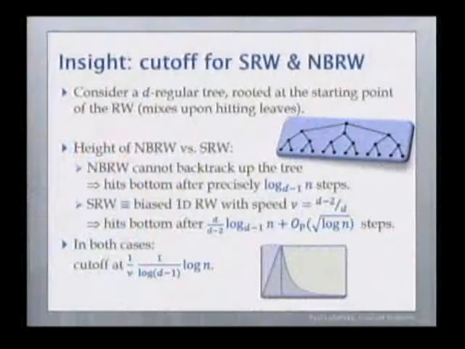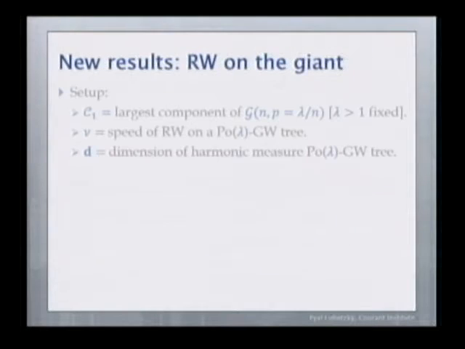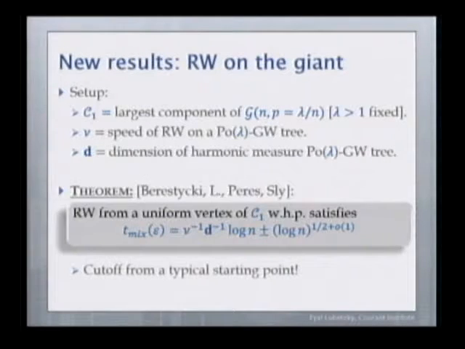These two things are the same, but the branching number is formally defined with flows. We don't want to do that. But in any case, this number, I put this number here, log of D minus 1, log n. Okay? So the result on the giant is this.